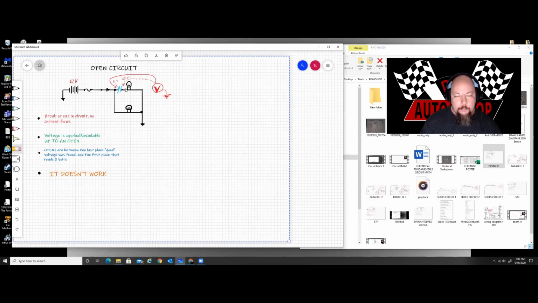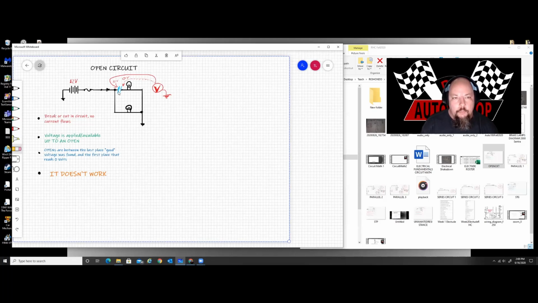I have 0 volts at my bulb, so I know that I've got a problem here, because 12 volts back here and 0 volts over here means the open is right in between somewhere. Now in a little sketch diagram like this, it's really easy to see. It's nice and convenient. It's tiny. You can just see everything right in front of you.